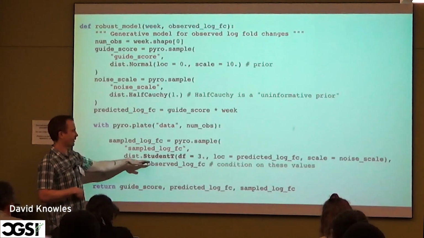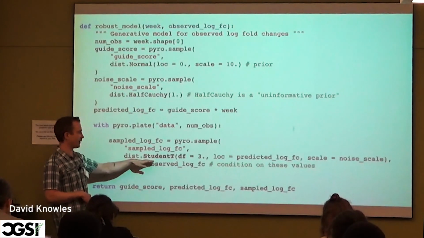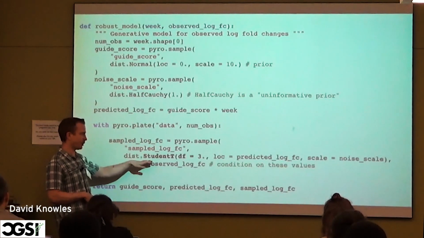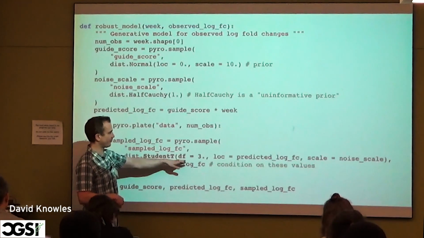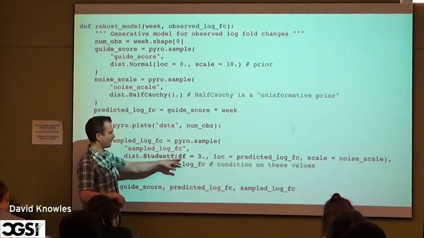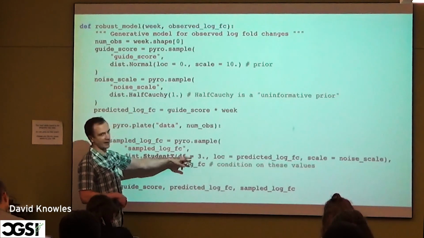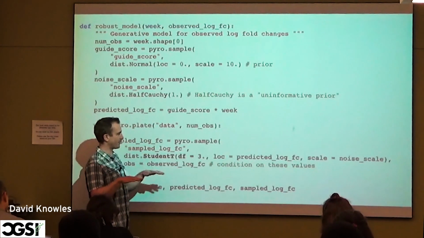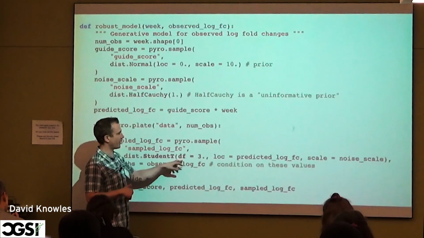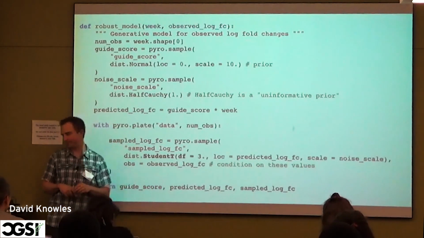One class of nice distributions that we can use are Student t distributions. These have a parameter called the degrees of freedom. If the degrees of freedom goes to infinity, you actually get a Gaussian again. If the degrees of freedom is small, that means there are more outlying points. If it's large, your data looks more Gaussian.